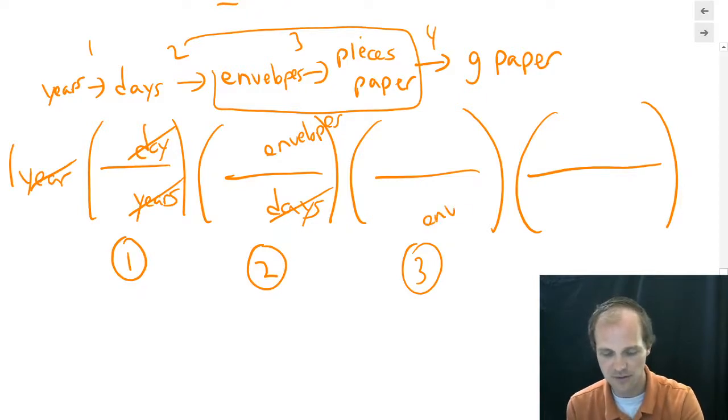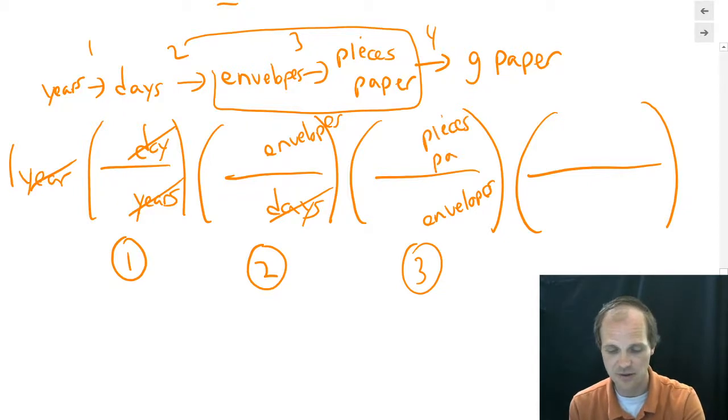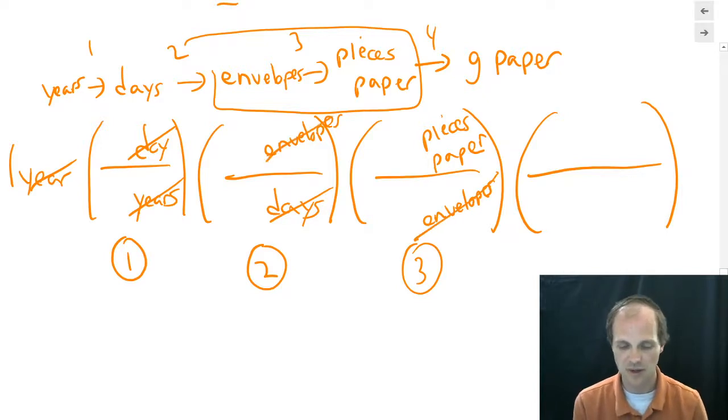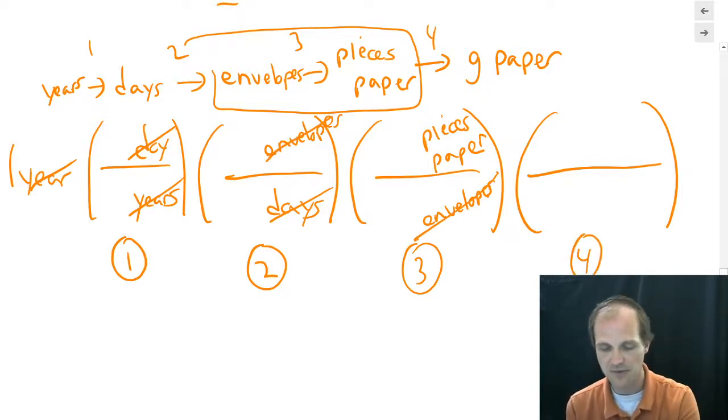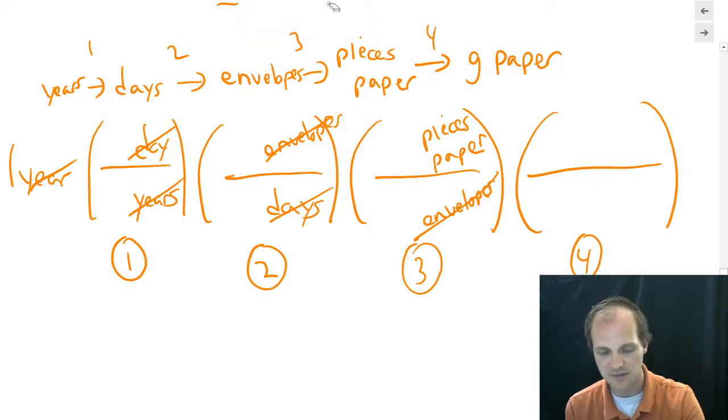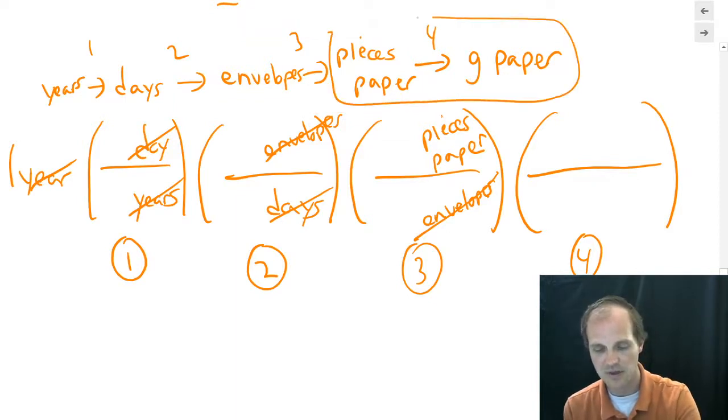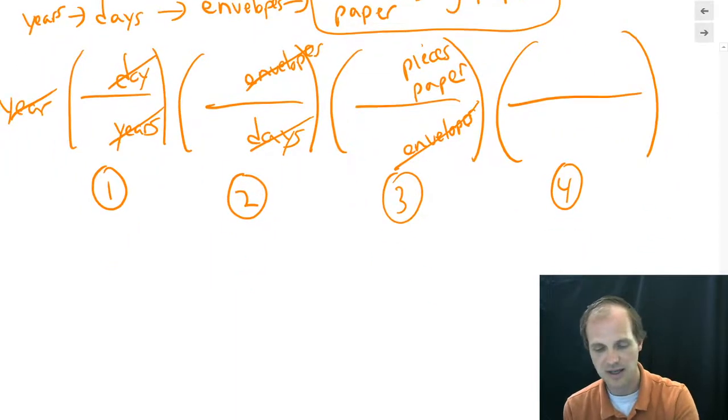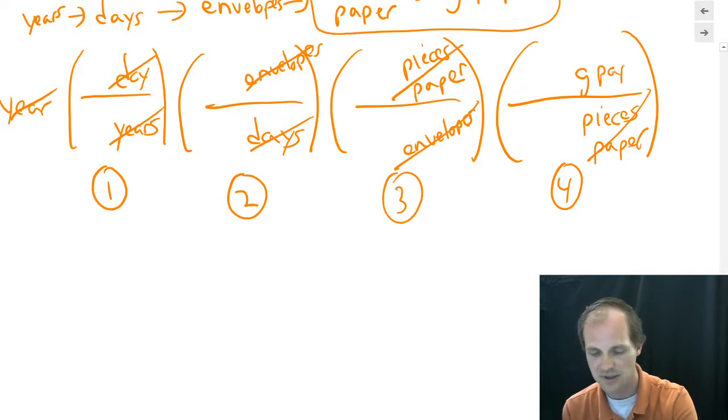We know that envelopes is going to go down here, and pieces of paper must go up here, because that's the only place for it to go. Why does envelopes have to go on the bottom? Because 1 on top cancels 1 on the bottom. Step 4, we know we're going pieces of paper to grams of paper. What's got to go on the bottom? We got to cancel pieces of paper, right? We don't want it. That's not what we're looking for at the end. And so it looks like that. And then on the top is grams of paper.